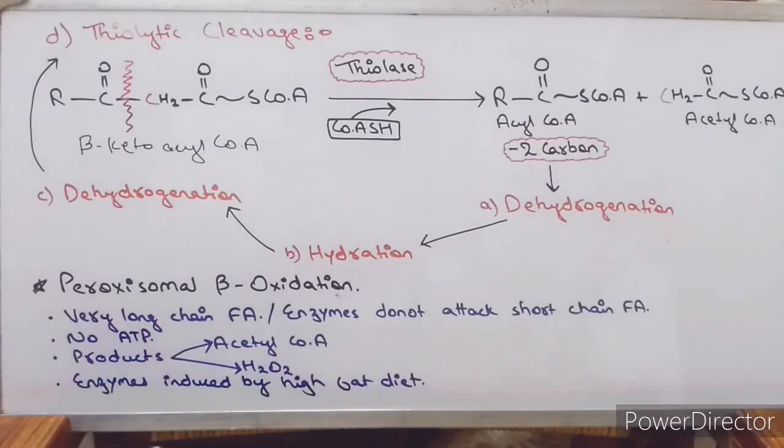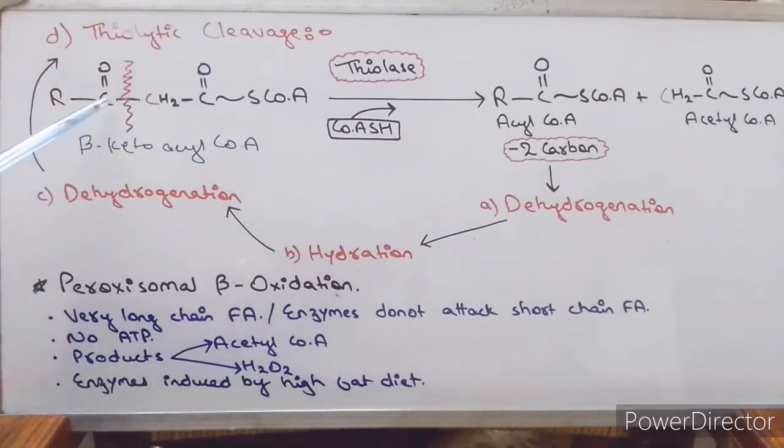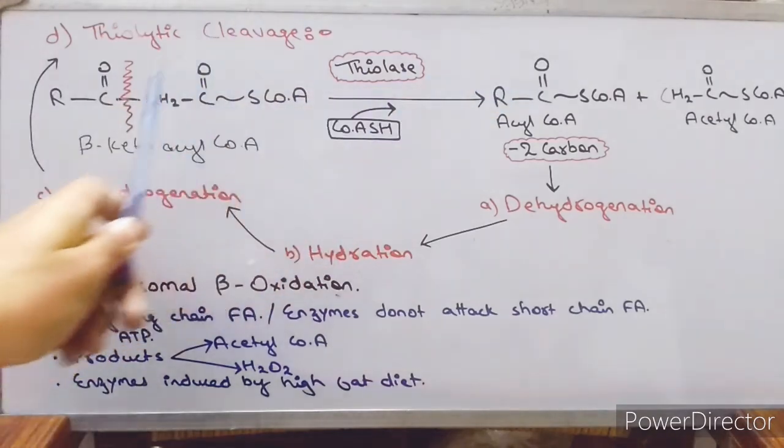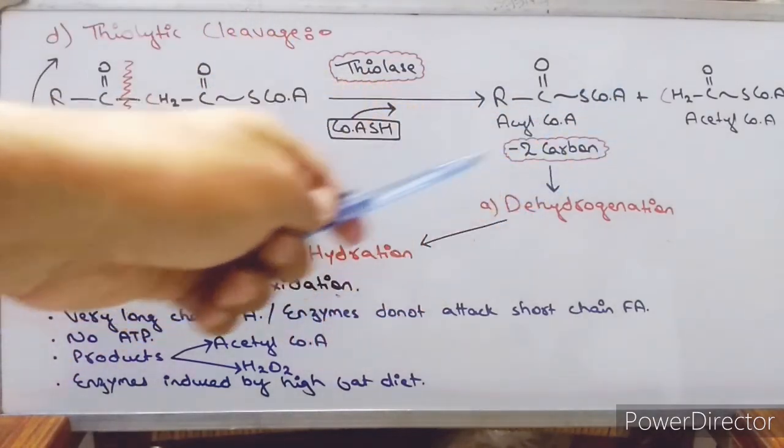So the final step of the mitochondrial beta oxidation is a thiolytic cleavage. It involves the splitting of the bond between the alpha and the previously known beta carbon, which is now a keto carbon. This reaction involves an enzyme known as thiolase, and coenzyme A is also inserted to get attached over here. So the compound is converted into acyl coenzyme A and acetyl coenzyme A.